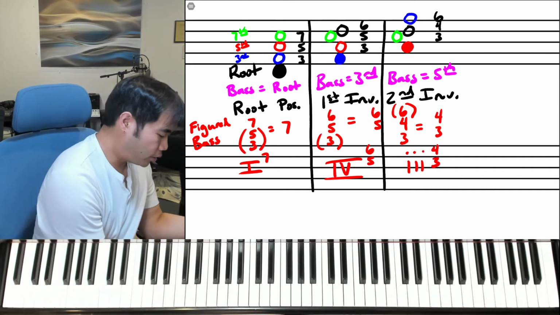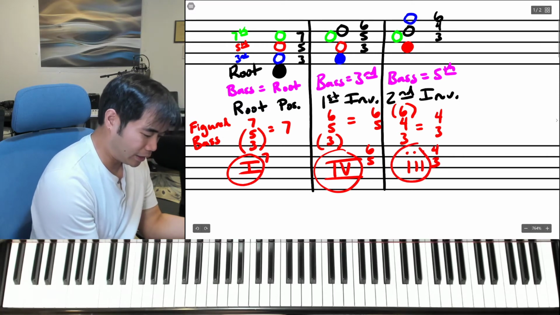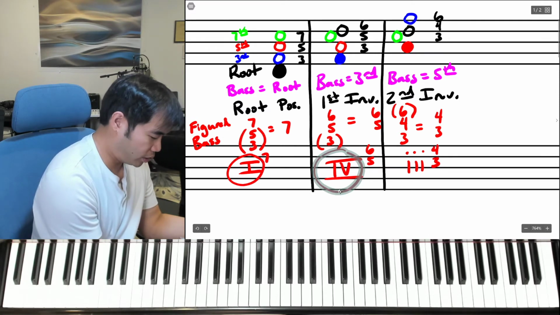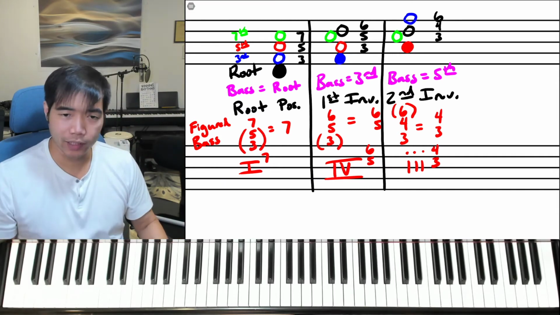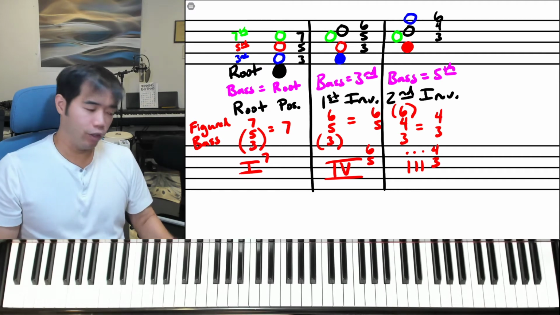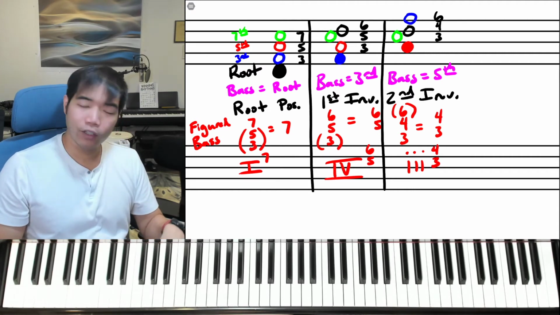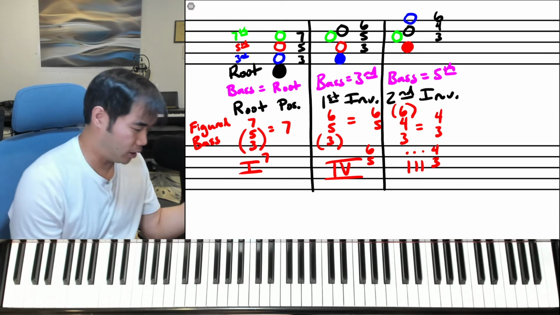Now, all of these are just examples. This could be a I chord, this could be a V chord, it really doesn't matter. I'm just showing you how it will be notated when you write Roman numeral analysis with figured bass. And so 4, 3 figured bass simply means you're in second inversion, the fifth is in the bass position.